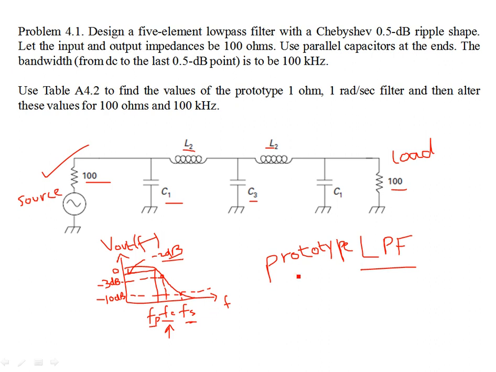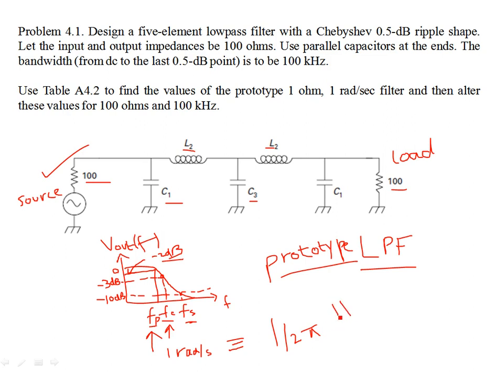What it means by a prototype is that your passband edge, which is not necessarily equal to the cutoff frequency in a Butterworth response, will be 1 radian per second if it is angular frequency. This is identically equal to 1 over 2 pi hertz, which is about 0.159 hertz.